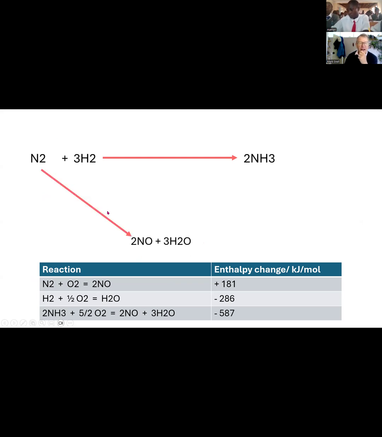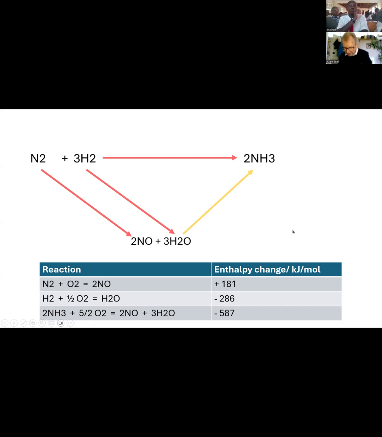Here, it's that arrow. And I know that the value is positive 181. I know the second equation is hydrogen making water. There. And I know the third one is ammonia and oxygen making NO and water. That equation there in the opposite direction.